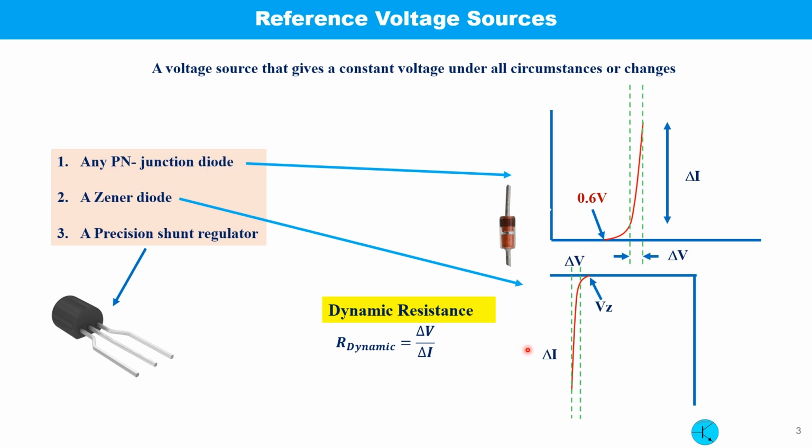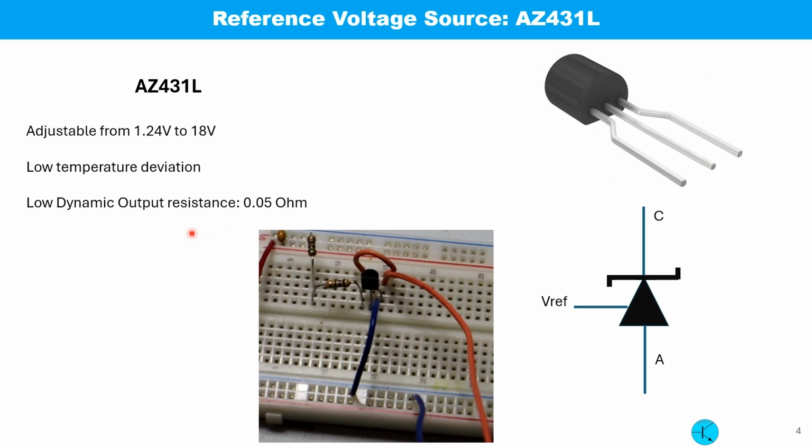For a Zener diode, the dynamic resistance is less than the normal diode, and for a precision shunt regulator, this value is very, very low. That is why these days this type of shunt regulator is widely used. I'll be using a precision shunt regulator, AZ431L. The voltage is adjustable from 1.24 to 18 volt, its temperature deviation is very small, and the dynamic resistance is only 0.05 ohm.